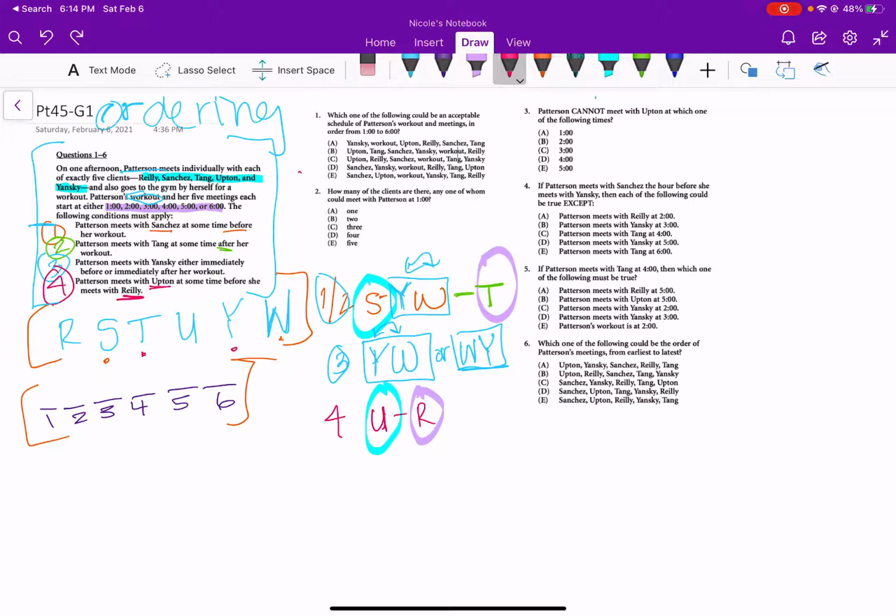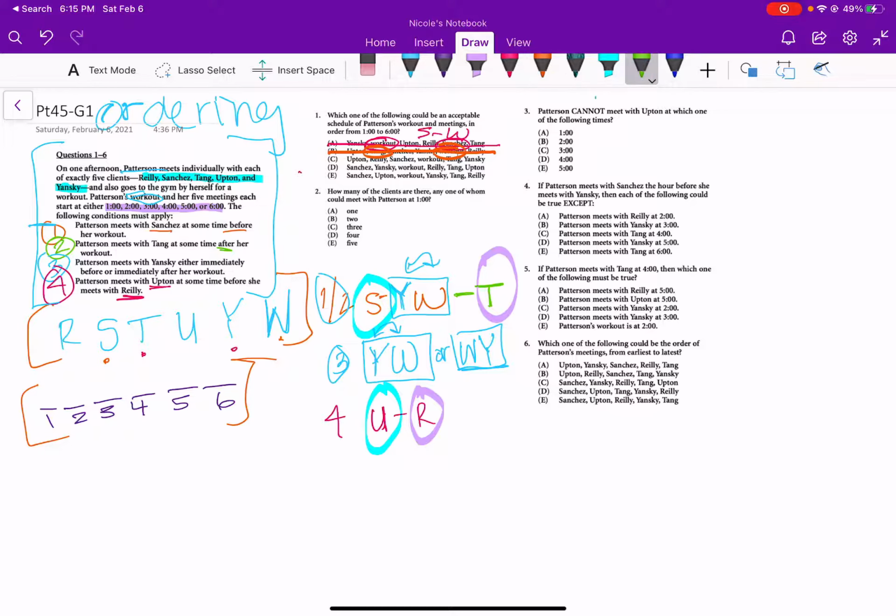So in number 1, we don't have S and then W. We actually have the opposite. So that can't be our answer, and I'm going to cross it off. Rule number 2 is this W before T rule. So I'm going to look for W before T, which doesn't happen in B because we have T and then we have W. So I'm going to cross that off.